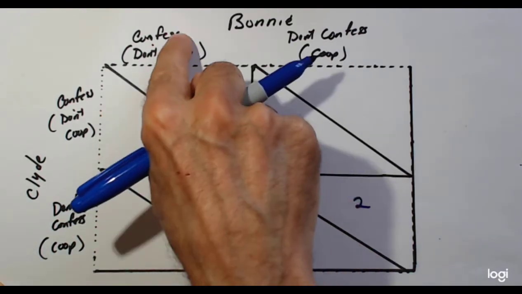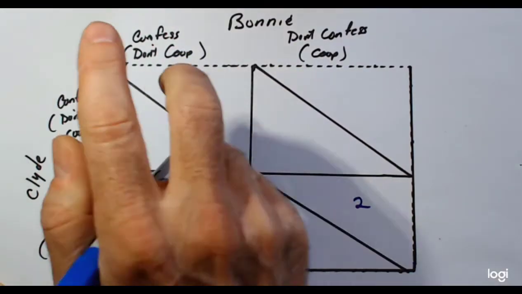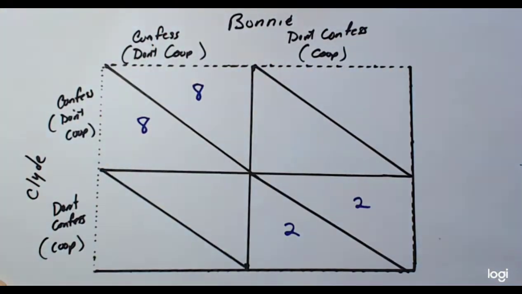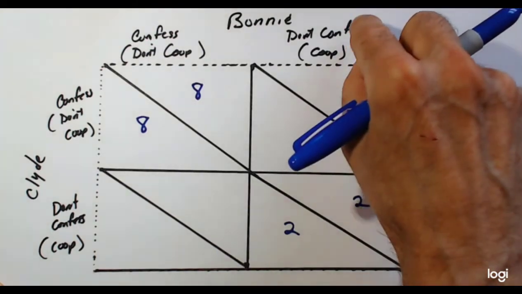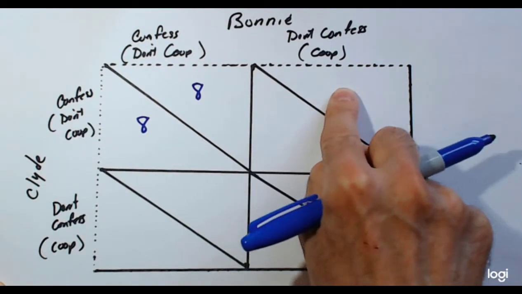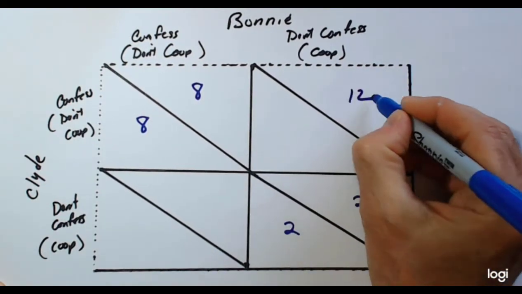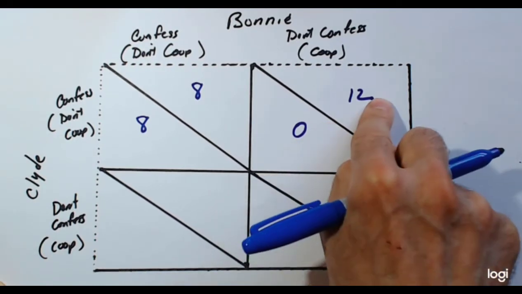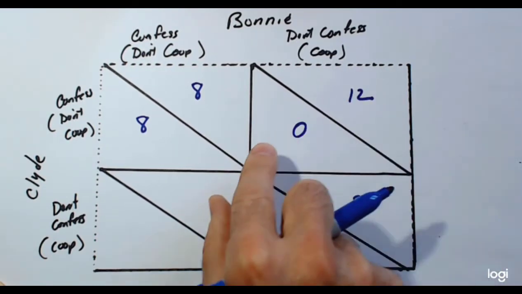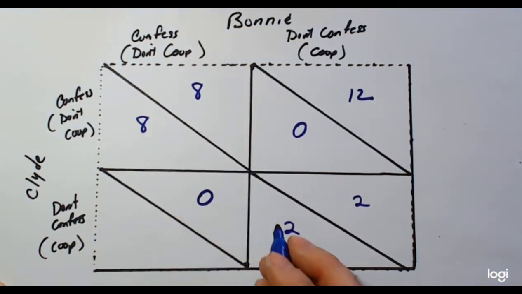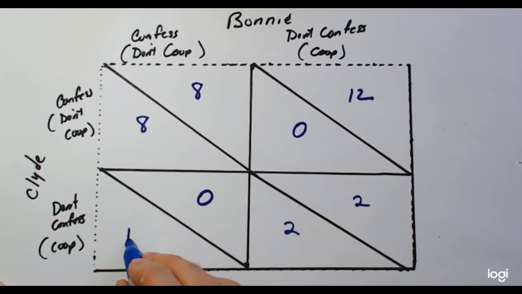Now, if they both confess and they don't cooperate with each other, they each get 8 years. And here's the interesting aspect. If Bonnie does not confess, but Clyde does, Bonnie gets 12 years, and Clyde, because he confesses, gets 0 years and turns in Bonnie. And the same thing applies here. If Bonnie confesses, she'll get no prison term, and Clyde will get 12 years in total.